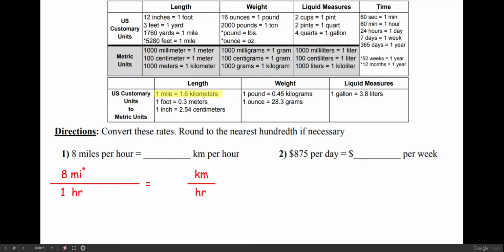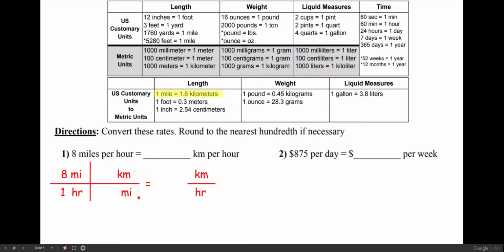To continue our table, let's look at our conversion, because we need to know how to get from miles to kilometers. So 1 mile equals 1.6 kilometers. Let's draw a little divider for our table. And what we're going to do is go from miles to kilometers. To do that, we're going to put miles on the bottom and kilometers on top, because miles will be converted to kilometers.